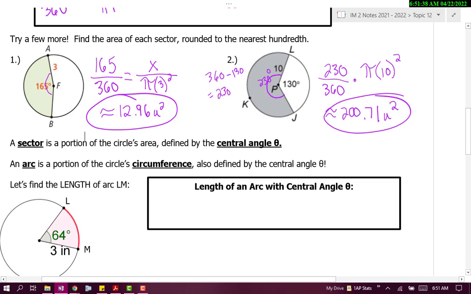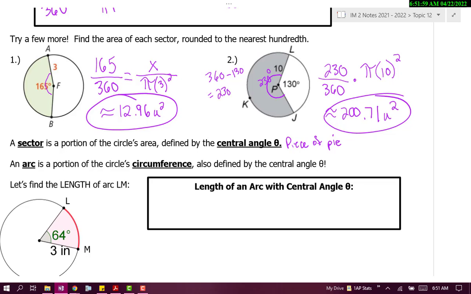So what is a sector? We've talked about the area of a sector, and we haven't talked about what it is. It is a portion of the circle's area defined by a central angle. It's a piece of pie, or a piece of pizza. It's like that triangle with the circular edge.